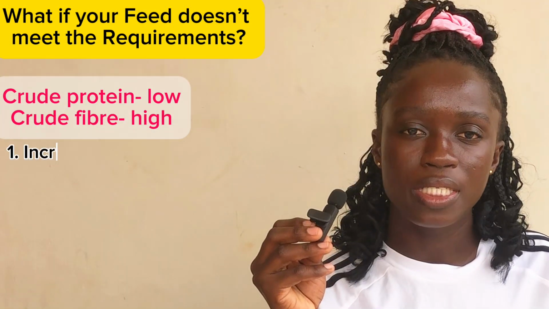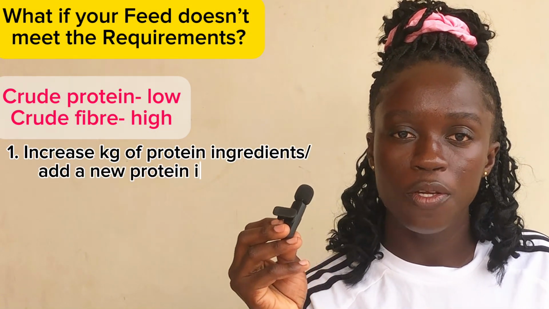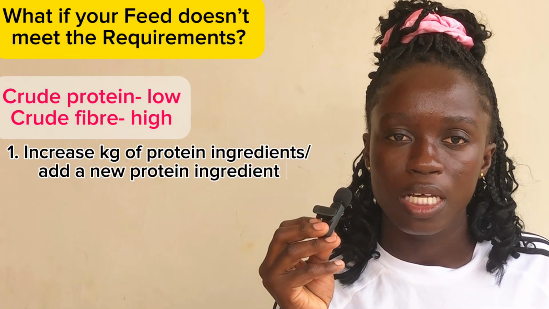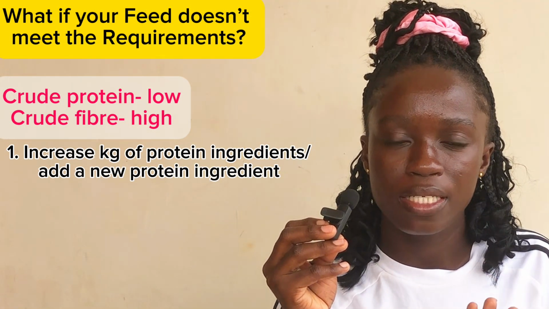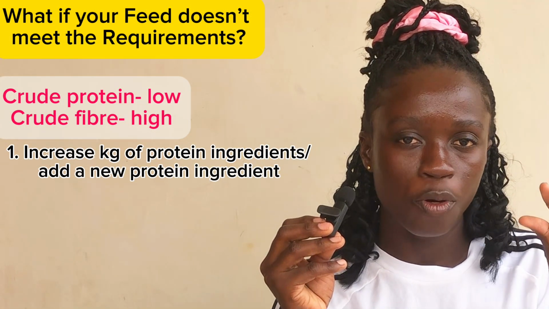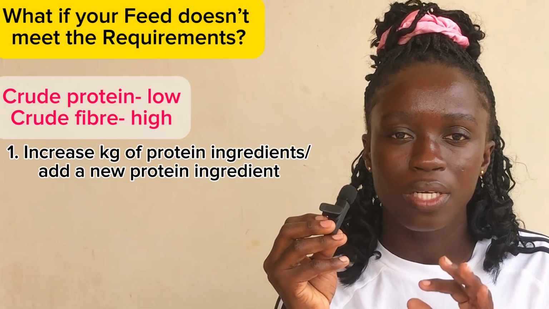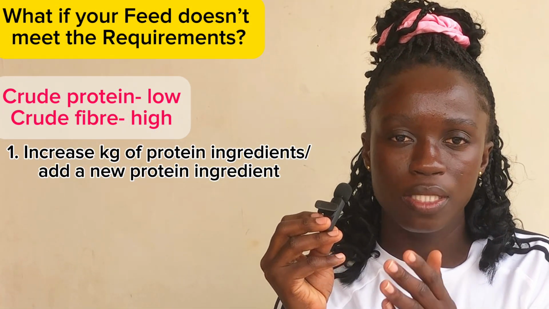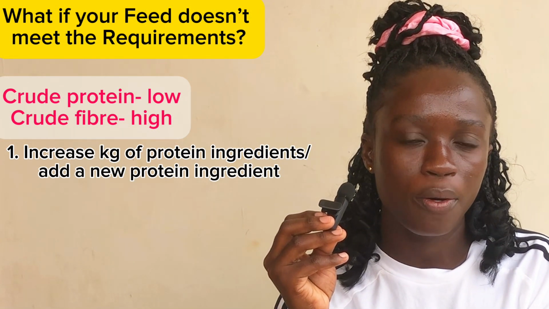You have to increase the kilograms of your protein ingredient, or you introduce a new protein ingredient, especially the ones that lift the protein content up without affecting the fiber content, and that is bone meal and blood meal. They will increase the protein content of your feed without really touching the fiber because they have very low fiber, about 1 to 2% fiber. So they wouldn't worry the fiber content.